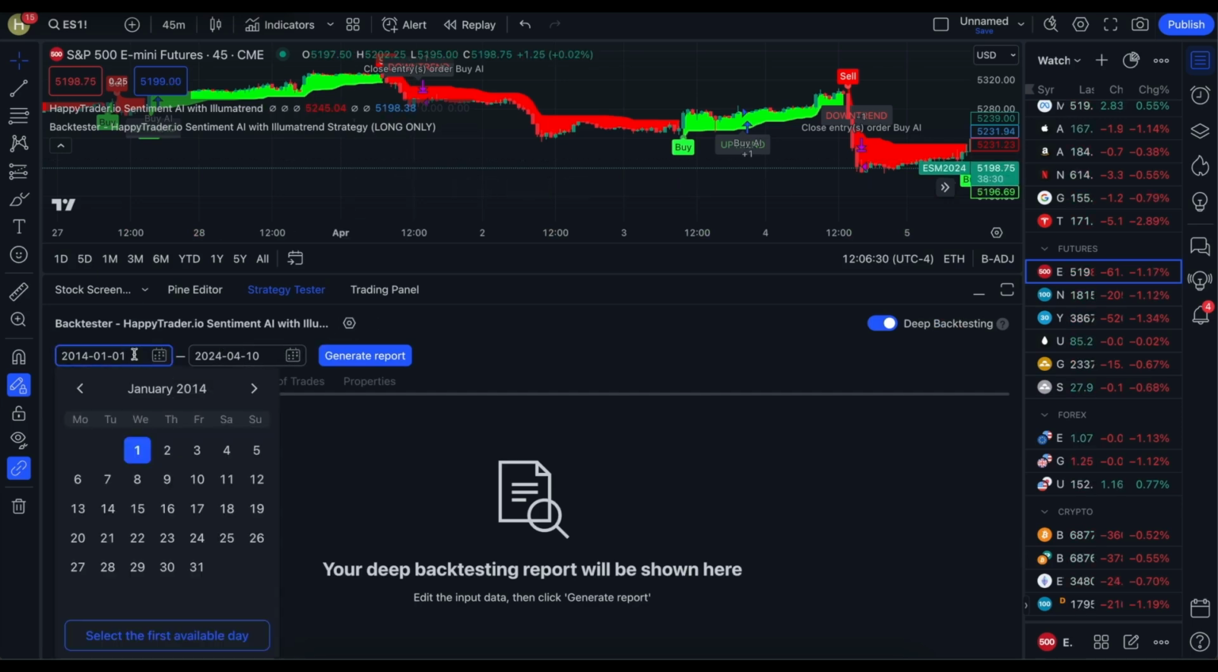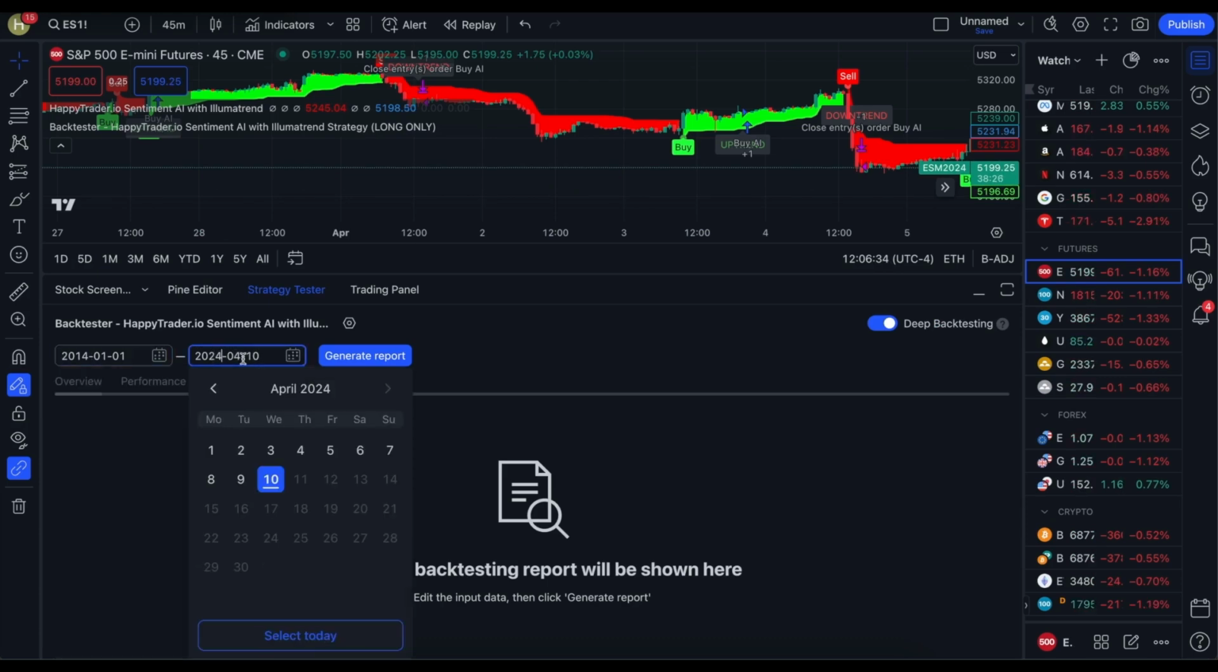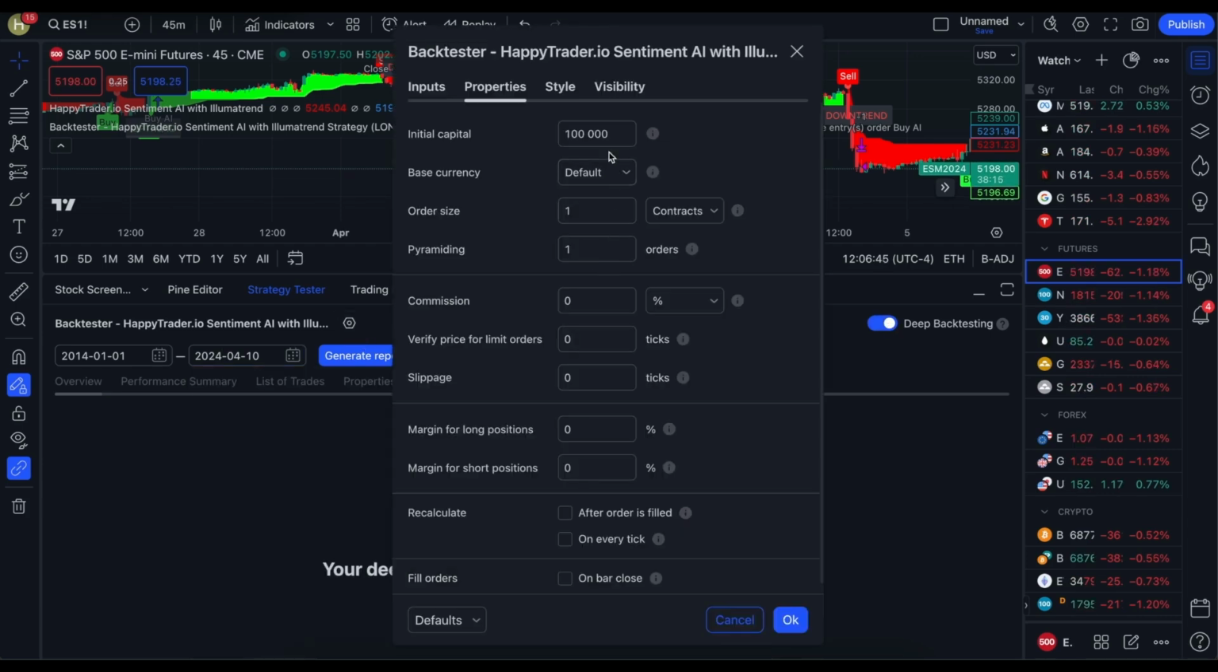We do have our dates preset. So we have January 1st, 2014, and then we have April 10th, 2024, which is today. The first thing we want to do is always make sure deep back testing is turned on. The next thing we want to do is set the account size. Now, most traders who are watching this video probably don't have 100K sitting in their futures account. We're just going to go with 5K in one contract.